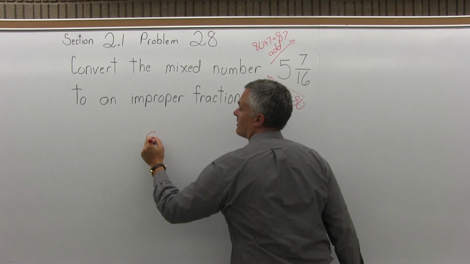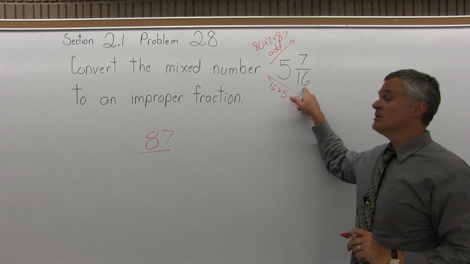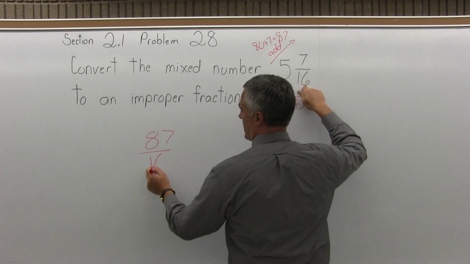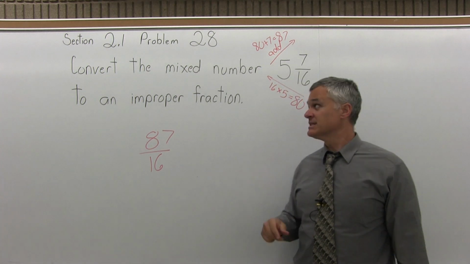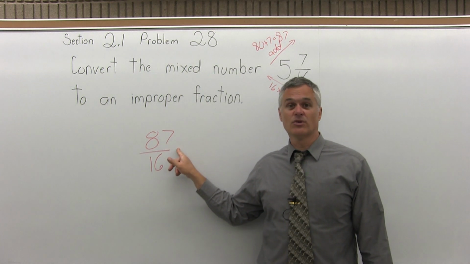So the numerator of my improper fraction is 87, and the denominator stays the same. In the mixed number form it was 16, so in the improper fraction form it will still be 16. So my answer is 87 over 16. 5 and 7/16 is equivalent to 87 over 16.